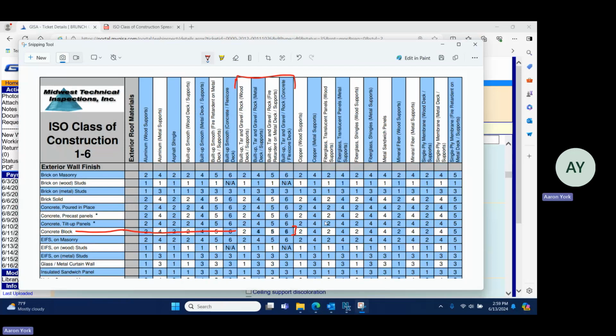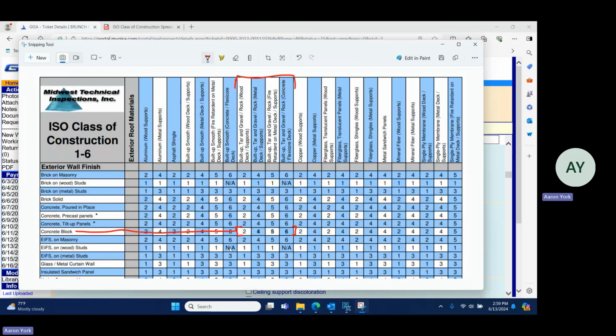We know the exterior walls are concrete block. Did we determine what the roof supports were inside on that roof? If we determined it, that's going to give me what the class number should be. So that would be, if it's wood, steel, Flexicor, whatever roof support would be, is what you're going to dictate your class number.